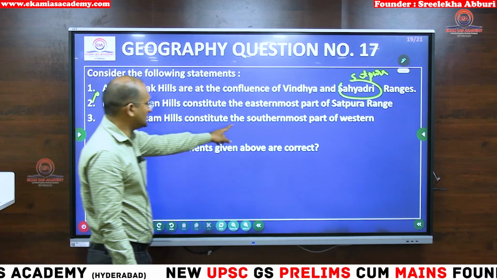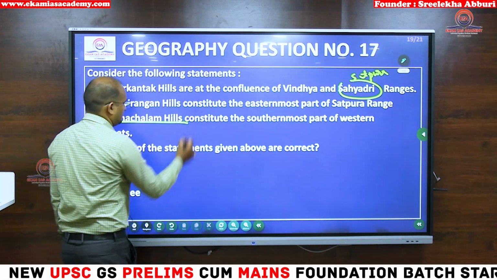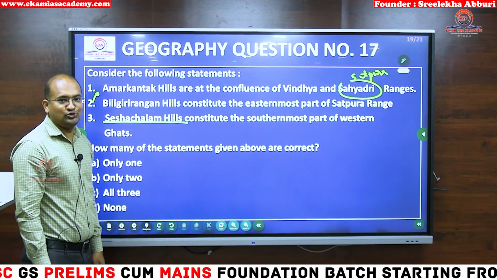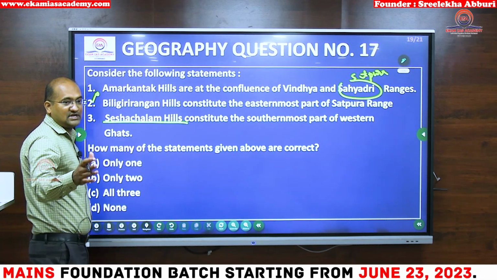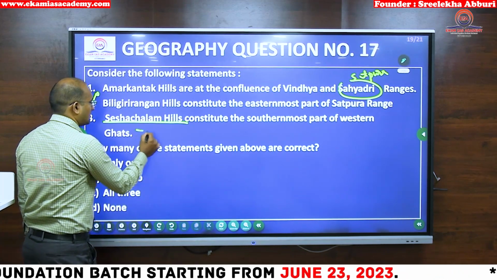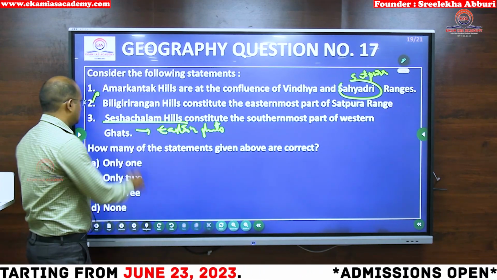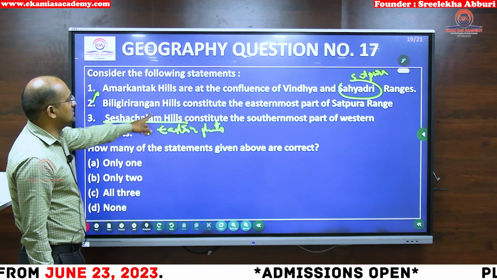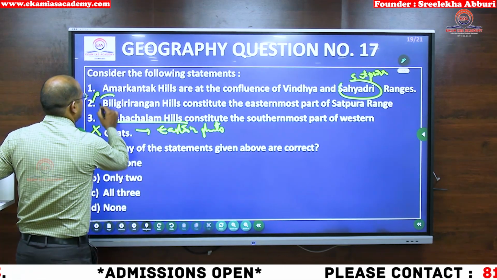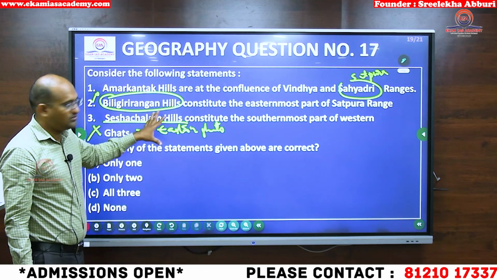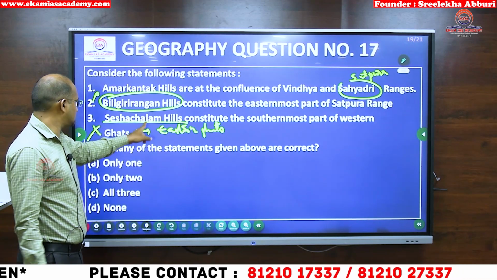Seshachalam Hills constitute the south western part of Western Ghats. Seshachalam Hills, recently in the news, where? Pushpa movie, Seshachalam, Tirupati, Kondalu, red sand. So, these are part of Eastern Ghats, not Western Ghats. So, this is a wrong statement. The second statement, eastern most part of Satpura range, is correct. You should know what Bili is. If you don't know, then it is difficult. Seshachalam Hills, since we are people from South India, we know it. So, this is also a wrong statement.